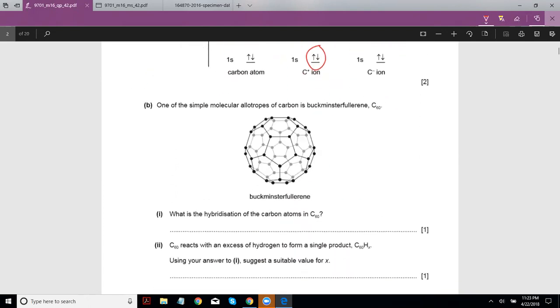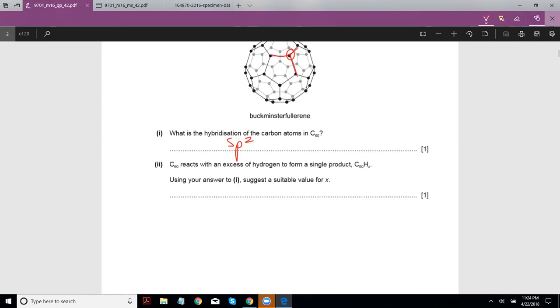Buckyball: what is the hybridization of the carbon atoms in C60? If you look at this, it's all carbon. Each carbon is attached to 3 others, and there's no fourth bond visible. So there are 3 sigma bonds, which means sp2 hybridization. It reacts with excess hydrogen to form a single product, C60Hx. Using our answer, suggest a suitable value for x. If it's sp2, one orbital is left empty which can form a bond, so each carbon forms one more bond. That means you get 60 hydrogens.